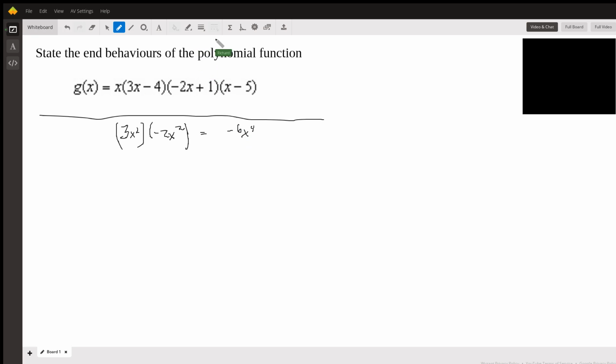And now I'm going to ask you to memorize this little chart. When I want you to memorize something, I'll put it in red.